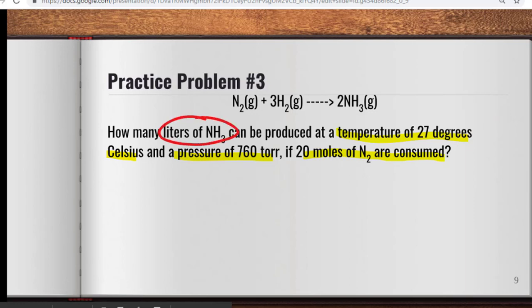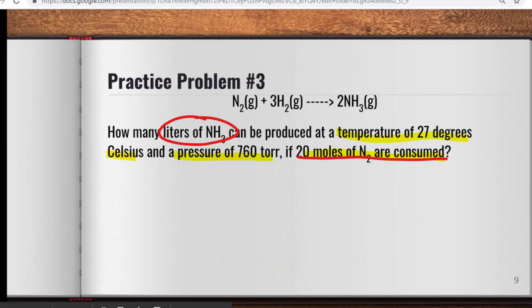Here's always, I think, a good rule of thumb for this: if the question is asking for something using the ideal gas law, you're going to use the ideal gas law last. In this instance, it's asking for liters. That is the last step that we are going to perform. What we are given to start with is 20 moles of N2, so what we need to do is convert that to moles of NH3.